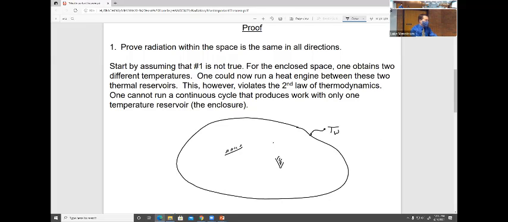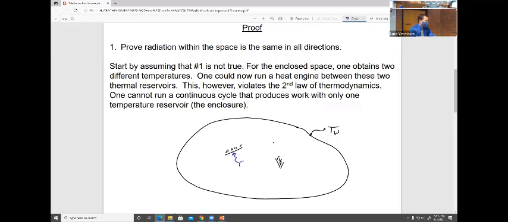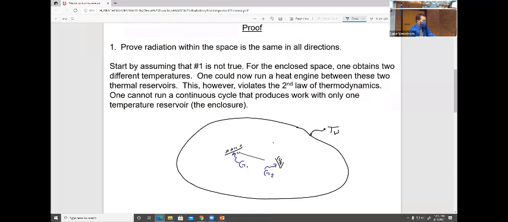And what you're telling me is if it's not true that the radiation is the same in all directions, then if I have some radiation incident on that surface and some radiation incident on this surface, if these are not the same, it must be that the temperatures of these surfaces are not the same. Right? So they're different, which would mean that I could run a heat engine between the two. I could connect a little heat engine between these two surfaces, right?